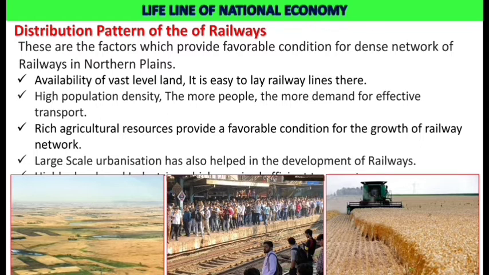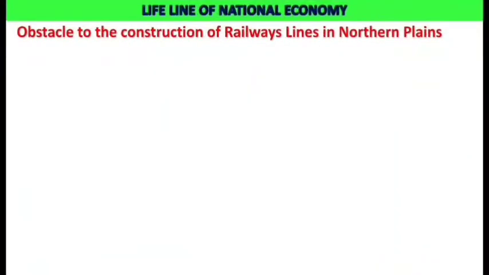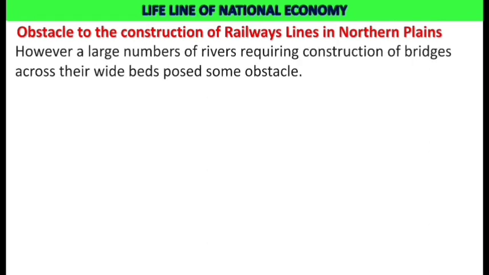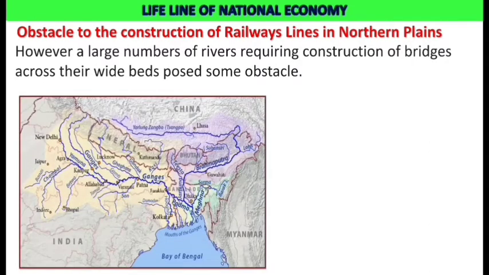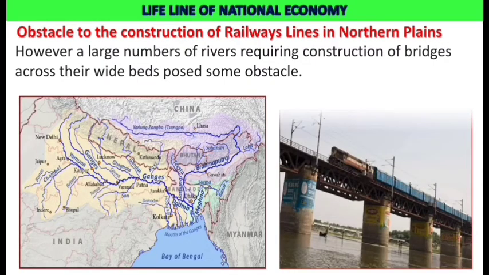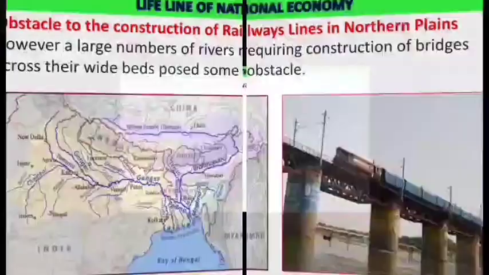Despite so many positive factors, there is a little bit of obstacle to the construction of railway lines in the northern plains. So what is the obstacle? However, a large number of rivers requiring construction of bridges across their wide beds posed some obstacle. You can mention this point in both. If a question is asked for distribution pattern, then you can mention it, and you can mention it for problems of railways.